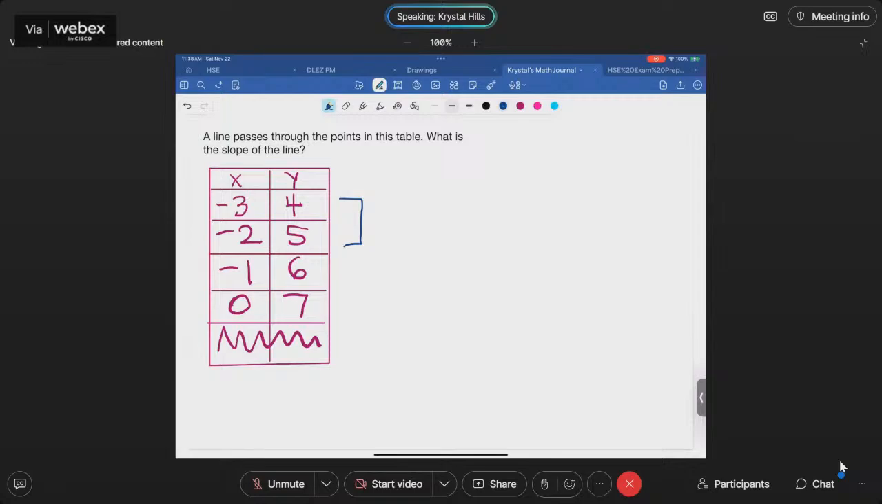So choose 2 points. This is your X, this is your Y. This would come first, second, third, fourth. So whichever one you want to choose, you can choose. And solve it just how we've been doing it. M equals Y2 minus Y1 over X2 minus X1. This is another way that slope shows up on your exam.